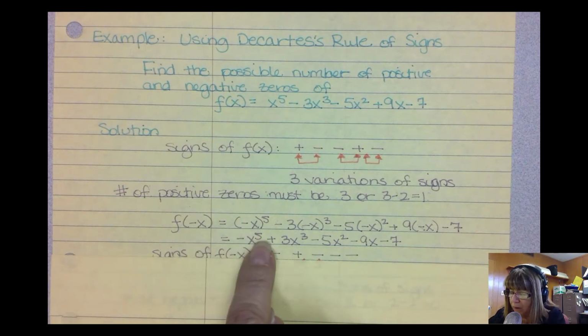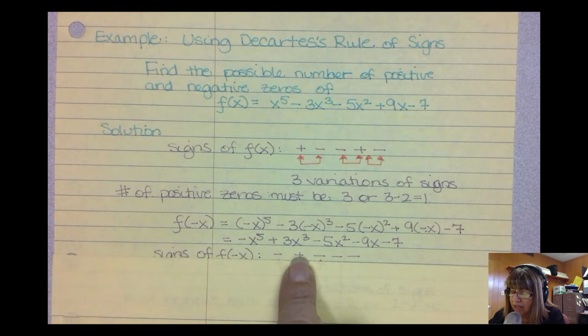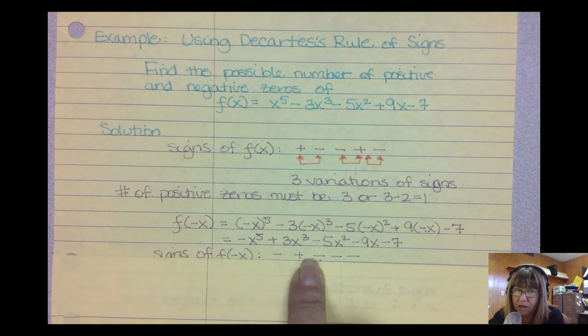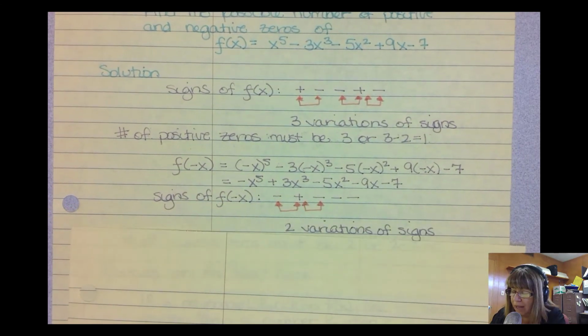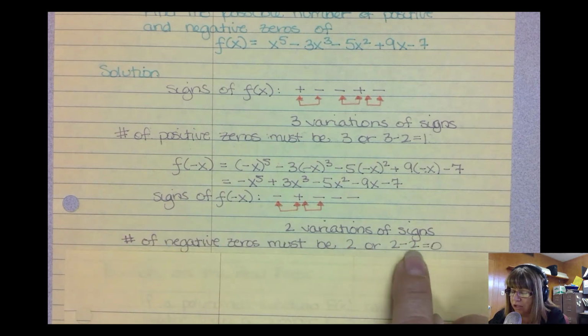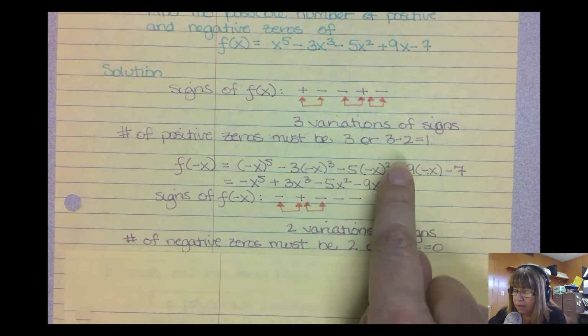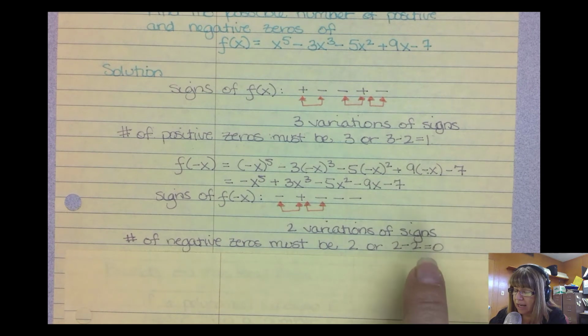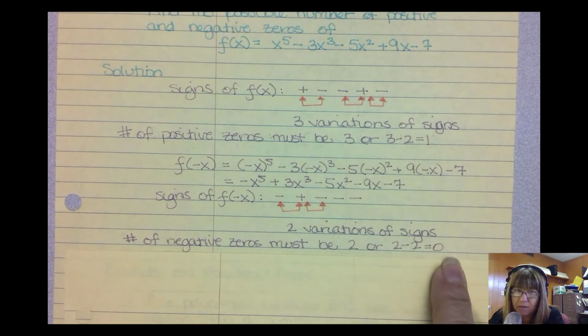So let's look at the signs. We've got negative, positive, negative, negative, negative. So in fact, we have one change from a negative to a positive. Then we have another change from a positive to a negative. So we have two variations. And therefore, the number of negative zeros must be either 2 or 2 minus 2, which is 0. So we have 3 or 1 positive zeros, and we have 2 or 0 negative zeros.